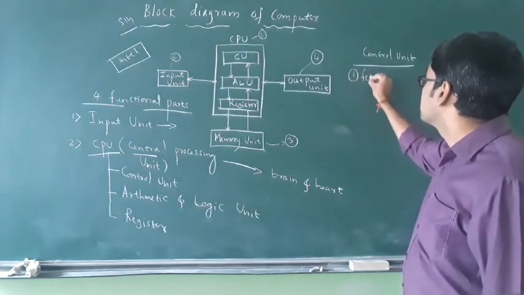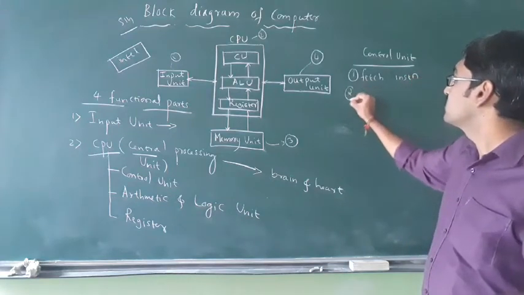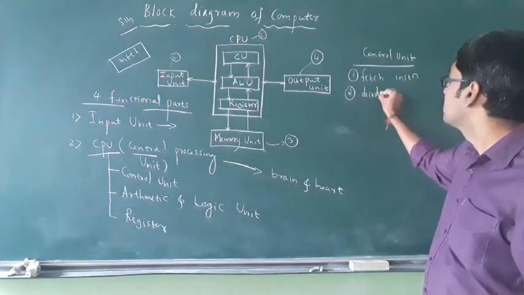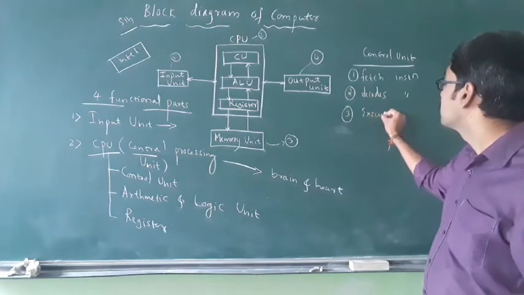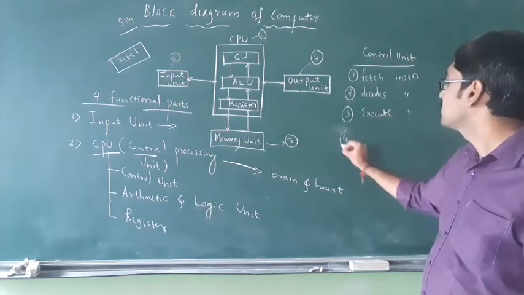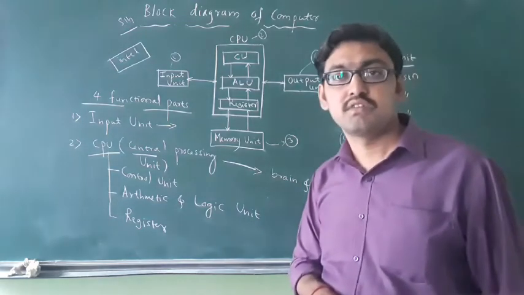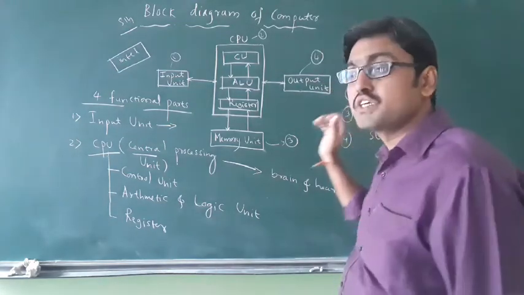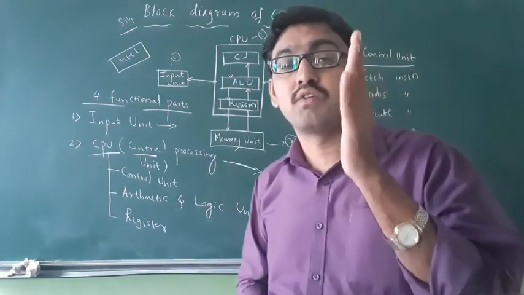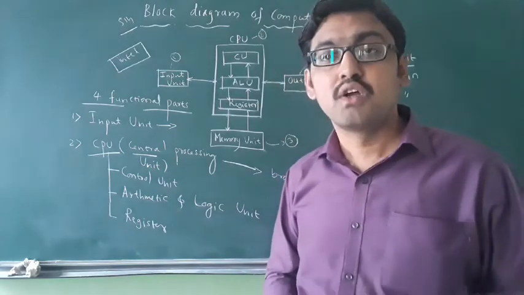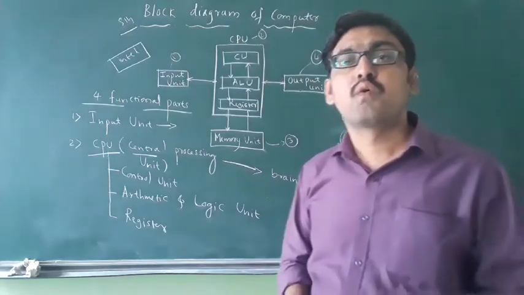The functions: it fetches the instructions. It decodes the instructions. Then it executes the instructions. Then it stores the instructions. These are the functions of control unit. A 2 marks question is asked: explain or mention the functions of control unit. It is asked many times for 2 marks. Otherwise they will ask what is control unit, what are its functions.